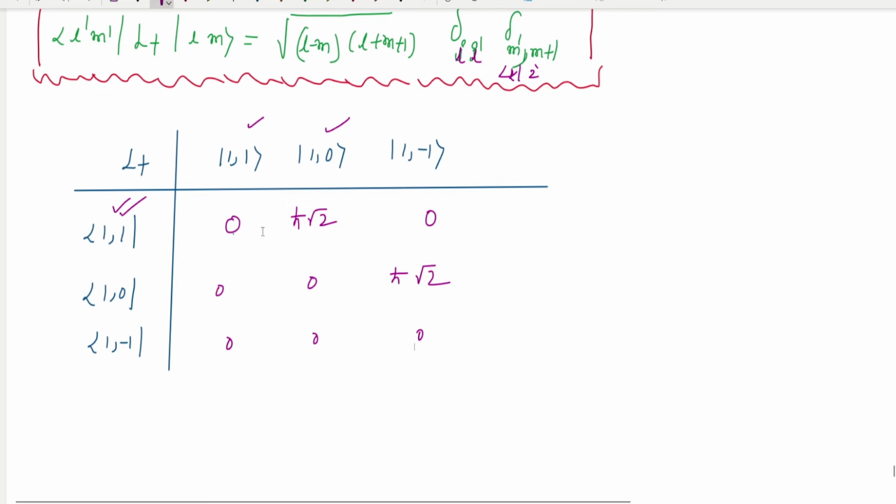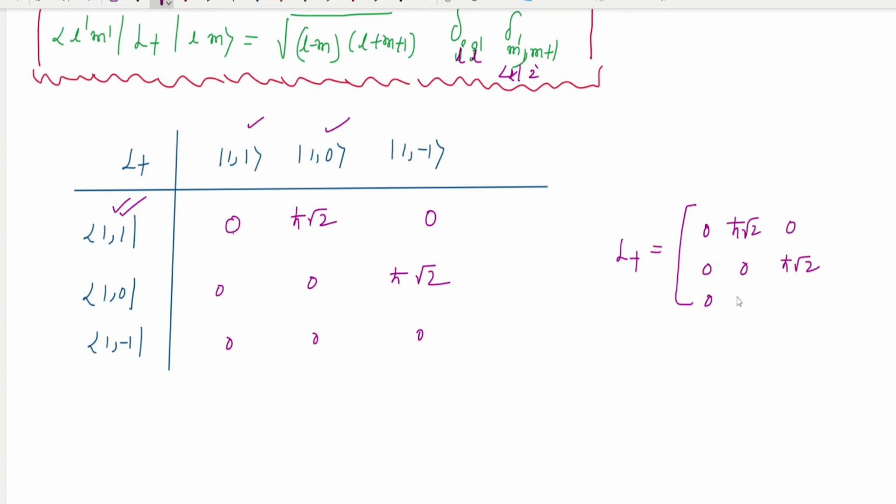Therefore, the L plus operator is 0, h cross root 2, 0; 0, 0, h cross root 2; 0, 0, 0. Okay. Next thing, L plus is done.